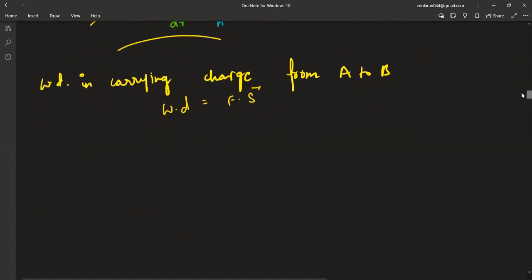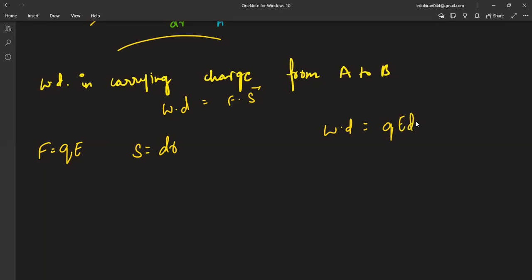Now see. So work done, how can we write it? What is the force? If a charge is present in electric field, we write the formula of force as QE. And what is the displacement? It is dr. So work done is QE into dr, right? This is the force, this is the displacement. So this is the formula of work done.